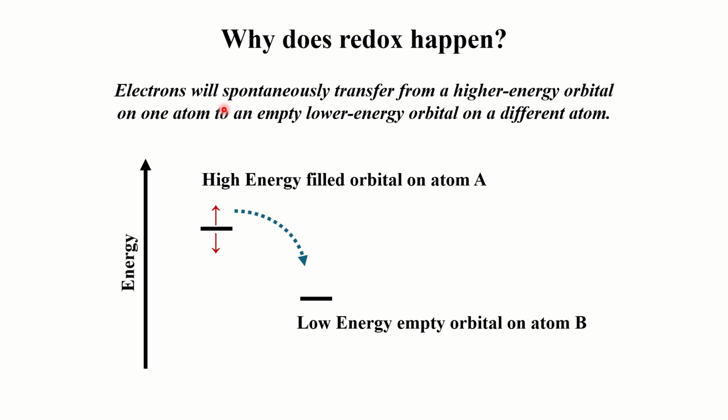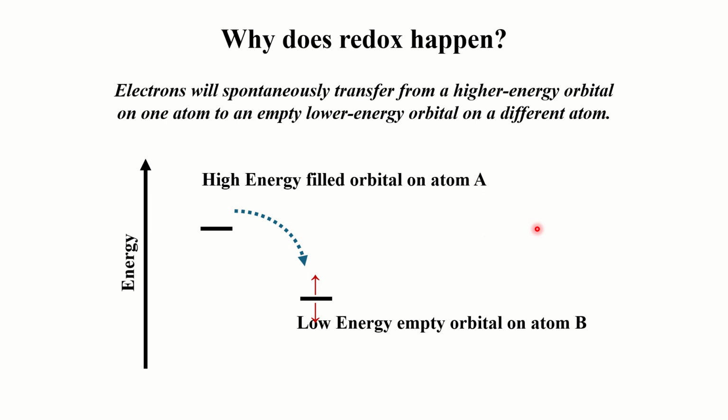This is because electrons will flow spontaneously, and spontaneously here does not mean instantaneous, but rather it means they will flow without the input of energy from the outside. So electrons will spontaneously transfer from a higher energy orbital on one atom to an empty lower energy orbital on a different atom. Suppose we have a high energy filled orbital on atom A, and a low energy empty orbital on atom B. These electrons will naturally and spontaneously flow downhill. They will flow to the lower energy orbital that is empty.